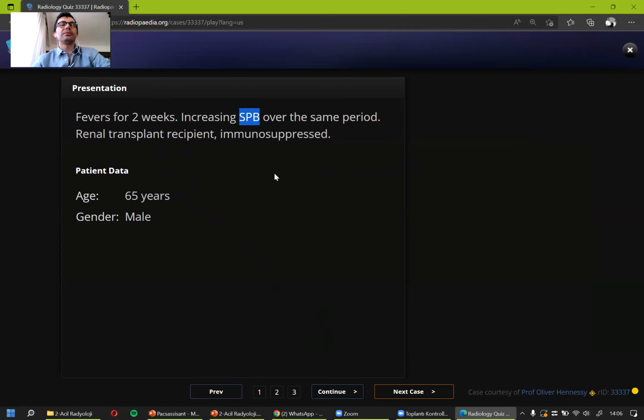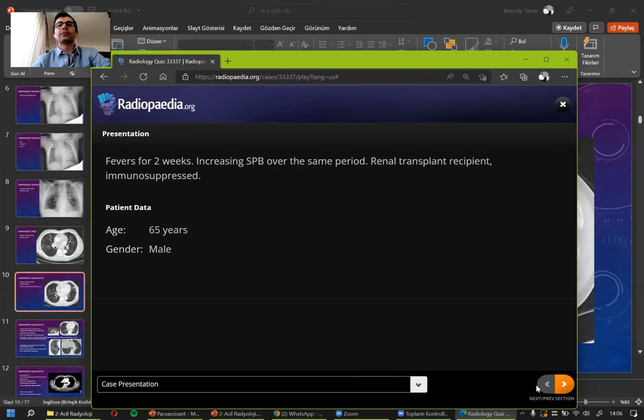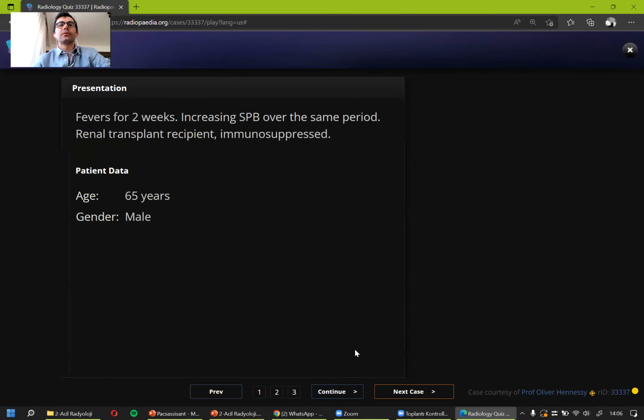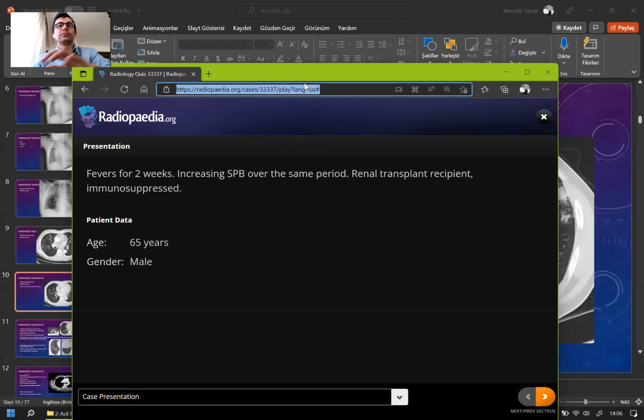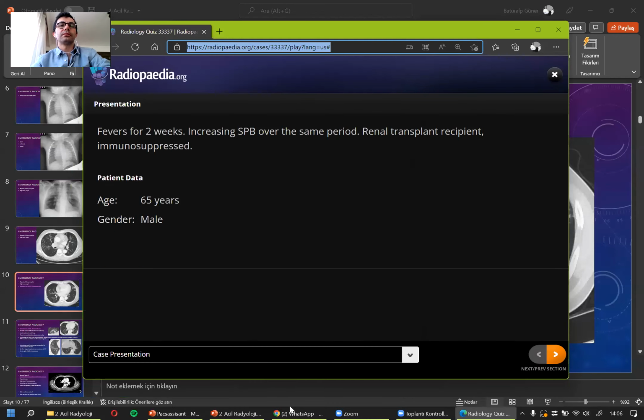I'm having a hard time understanding this. So the patient has a renal transplant. Fever for 2 weeks. Systolic blood pressure. Also, the patient has hypertension. I'm going to the next slide.